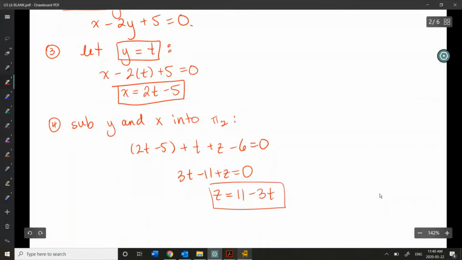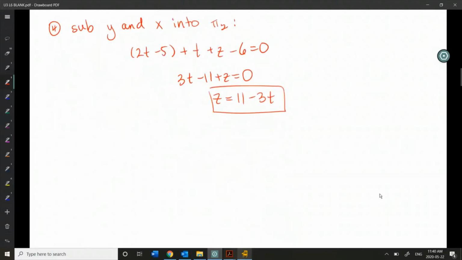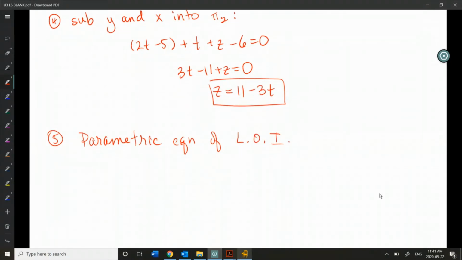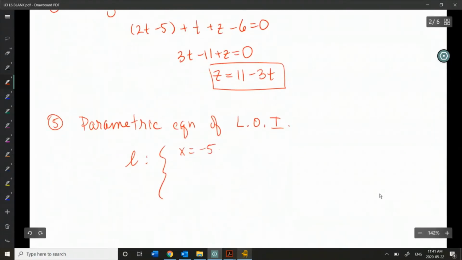Okay, so you can kind of see here, if I utilize all of these things, we're going to create the parametric equation of the line of intersection. I'm going to say LOI for line of intersection. So here's our line. We have x equals, I'm going to do the constant first here, -5 plus t, y equals t, and z equals 11 minus 3t.